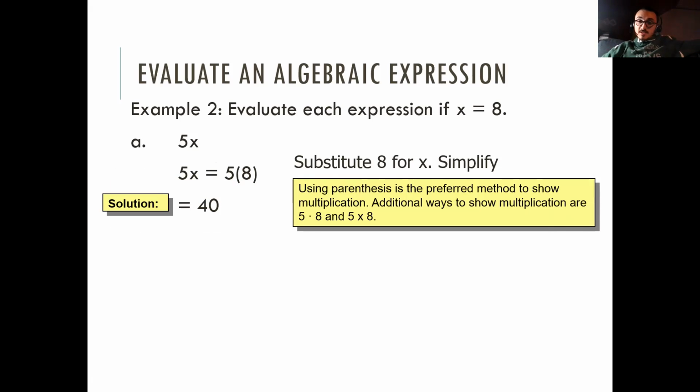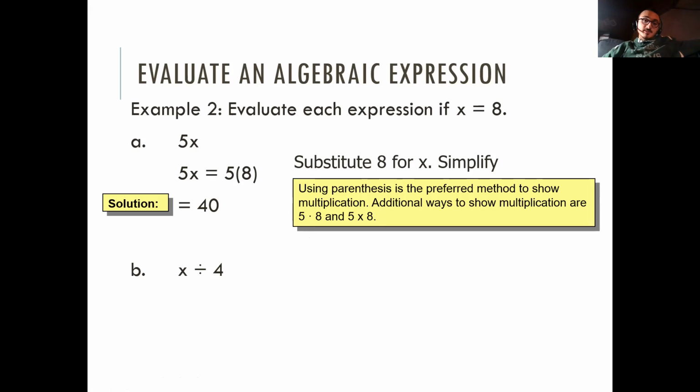So using parentheses is the preferred method to show multiplication. Additional ways to show multiplication are 5 with a dot in between 8 and 5, and 5 with the x representing multiplication. Personally, I think that the dot makes more sense in a lot of situations, but the parentheses are going to make things nice and clear. If you'll notice the parentheses, there is no operation symbol in between the 5 and the 8. The parentheses alone let you know that that's multiplication.